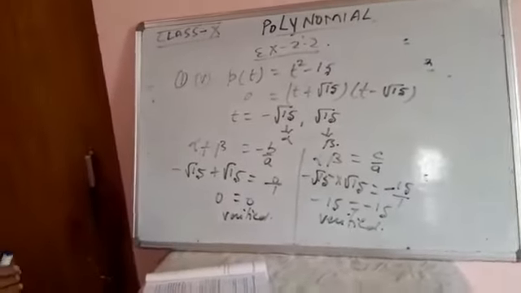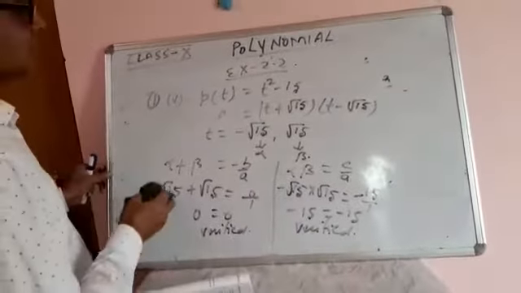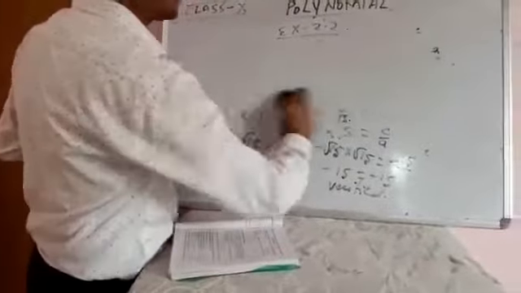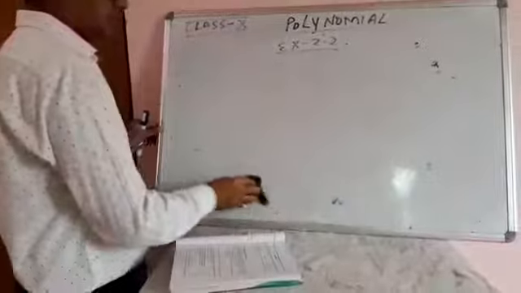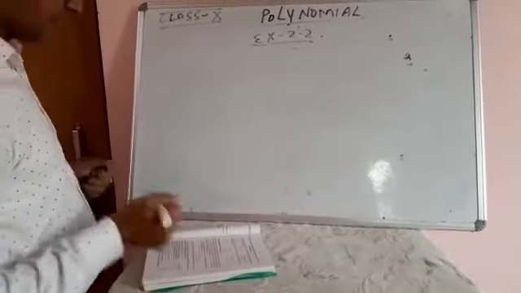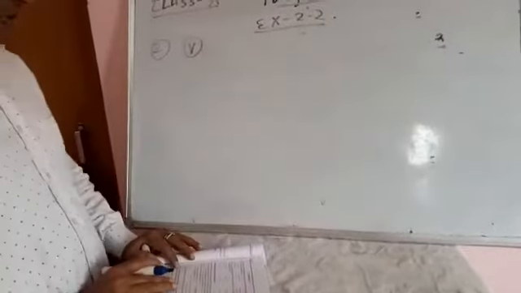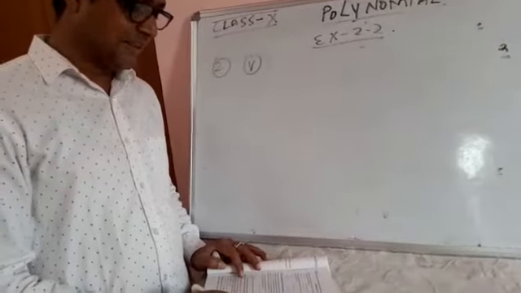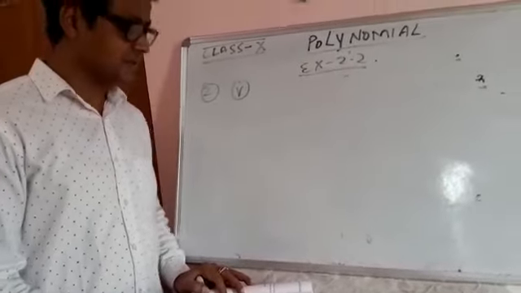Let me deal with the second question. I am taking the fifth part of question number 2. In this question you need to understand and write very carefully. Find a quadratic polynomial each with the given numbers as the sum and product of its zeros. Here the sum and the product are given.